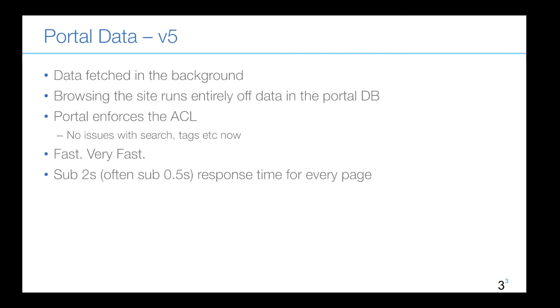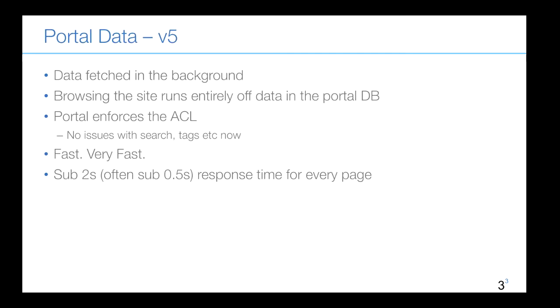So now in V5, we grab all the data in the background. As Ev mentioned, every 15 minutes we go off and grab basically the entire catalog's worth of data. So we get all of the products, all of the APIs, all the applications, all the subscriptions, all the developer organizations. I think that's probably about it. Basically as much data as API Manager would give us, and we put all of that in the portal database. We then enforce the ACL, so basically the visibility and the subscribability ACL that you set in API Manager of who can see which products and who can subscribe to them is now enforced in the portal itself, which means it's very, very fast.